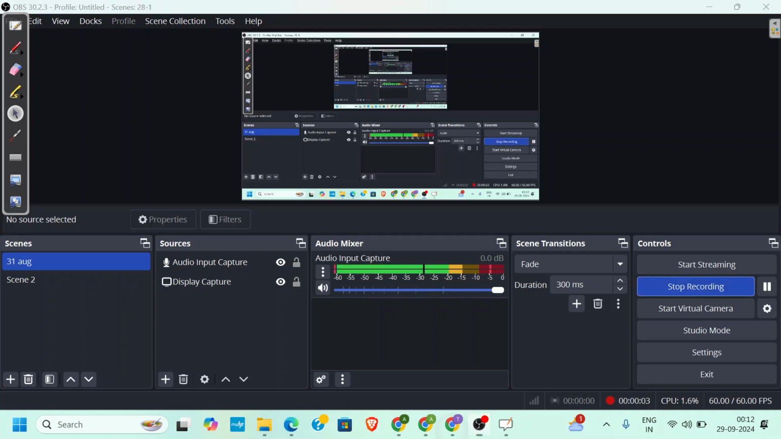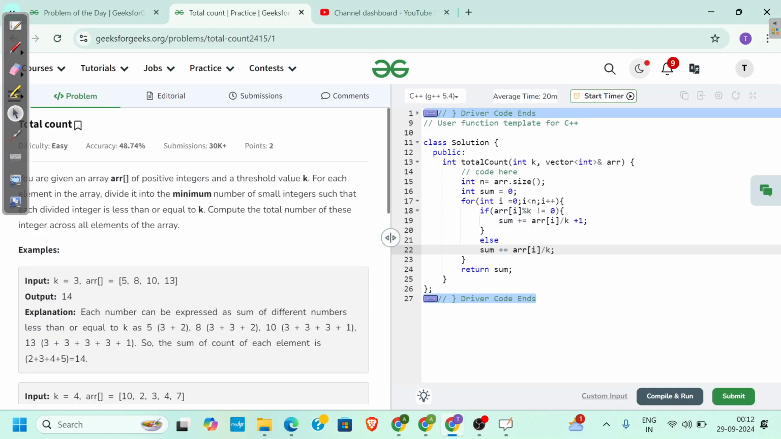Let's solve today's POTD. So today's POTD is a simpler problem. We are given an array of positive integers and one value k. For each element in the array, we have to divide it into the minimum number of smaller integers such that each divided integer is less than or equal to k. And after that, we have to compute the total number of these integers across all elements of the array.